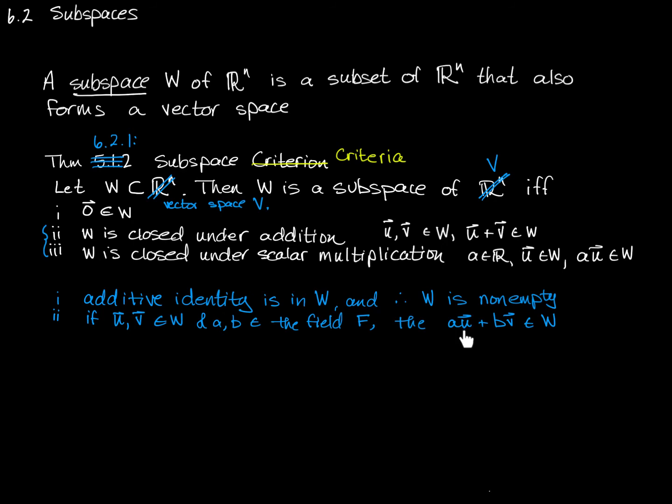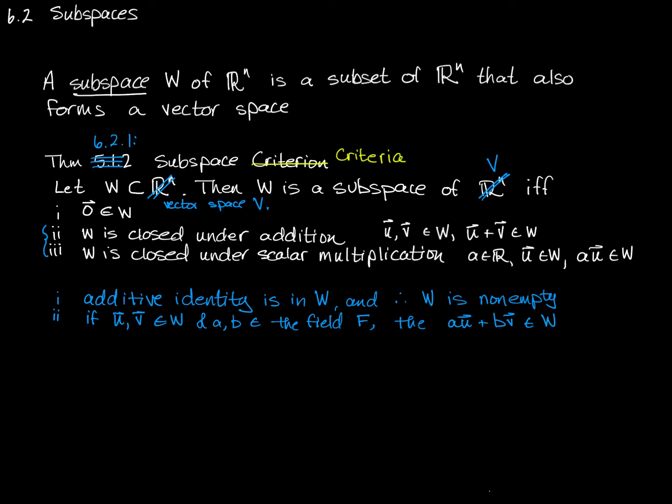If either U or V is the additive identity in W, then I get AU. If V is the additive identity, that's effectively saying 0. V times 0 is 0. I get AU is in W. And if both of those are true, then W is closed under addition and W is closed under scalar multiplication. So those are both encapsulated in this one statement.